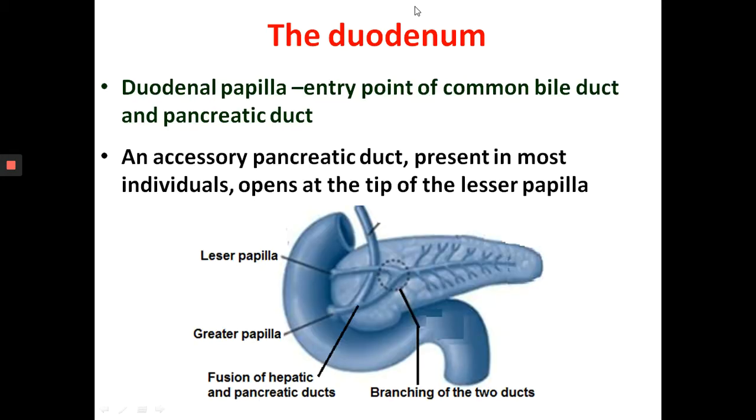So, in the duodenum there are two papillae opening into the duodenum. Duodenal papilla, entry point of common bile duct and pancreatic duct. That is a greater papilla.